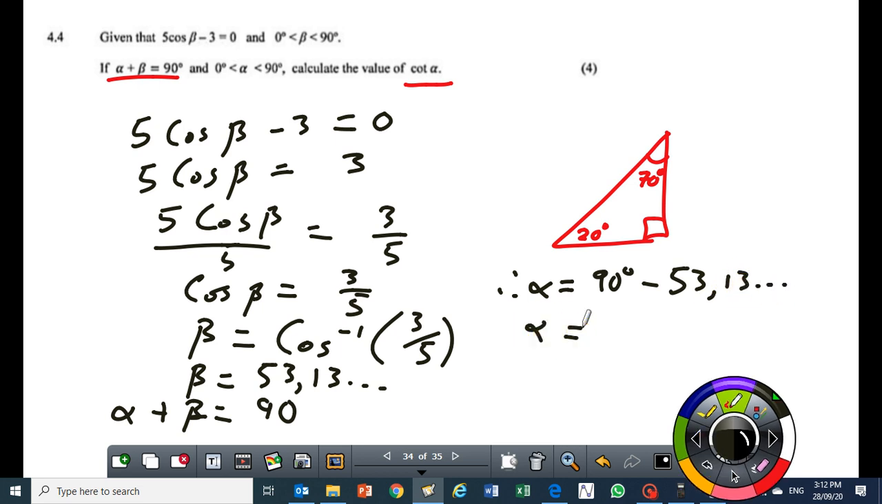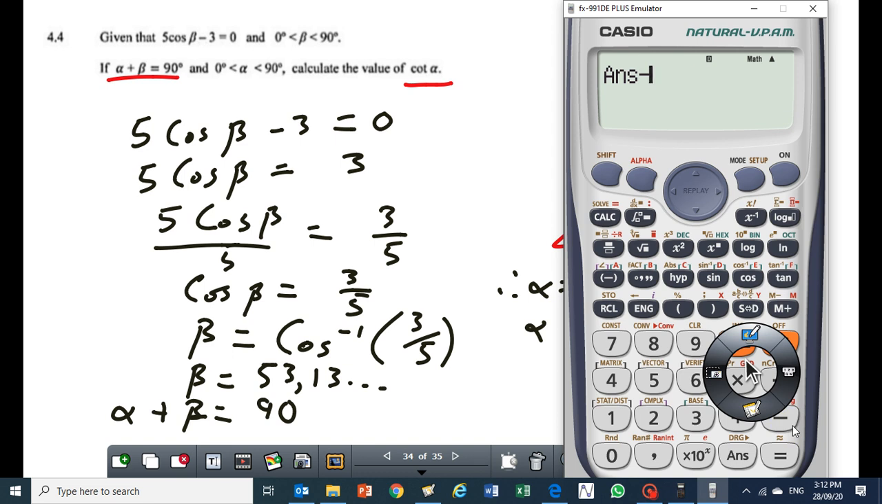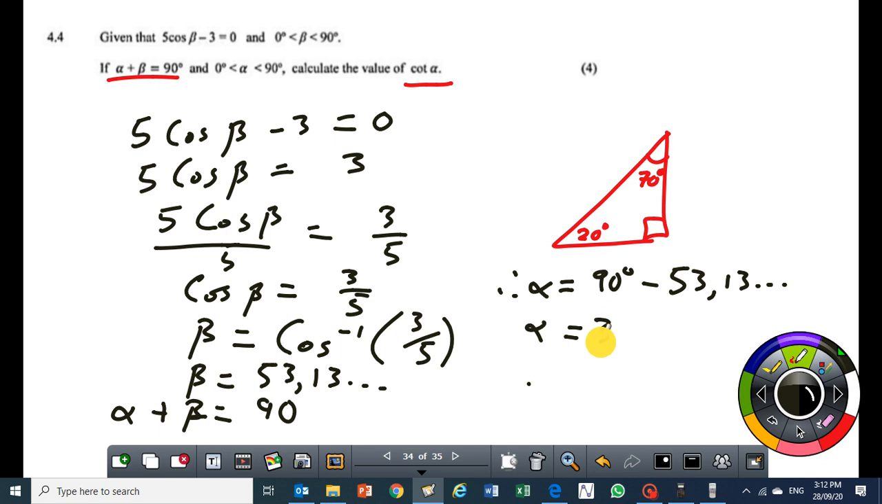Fortunately, please don't do what I'm about to do now. If I want to get the value of alpha, it's a positive angle. I don't want to reset this, so I can just subtract 90 degrees from that. Please don't do this. My answer is negative, but alpha is positive. So it will be 36,87. So that's 36,87 degrees.